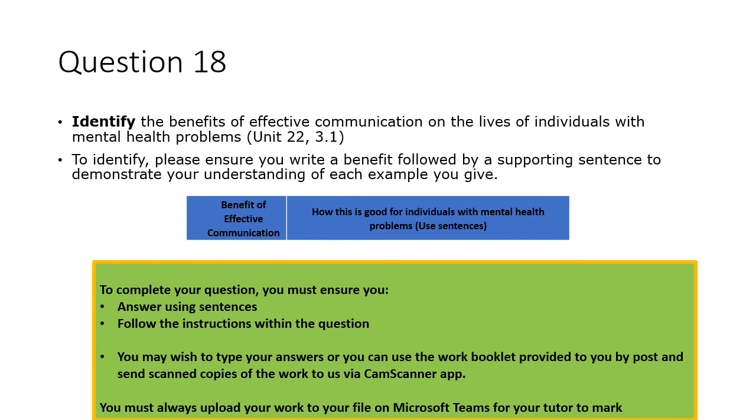So think about a benefit of effective communication, follow it by how this supports and how it's good for individuals.